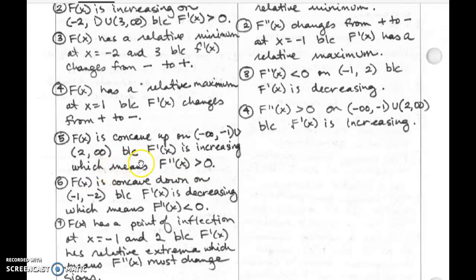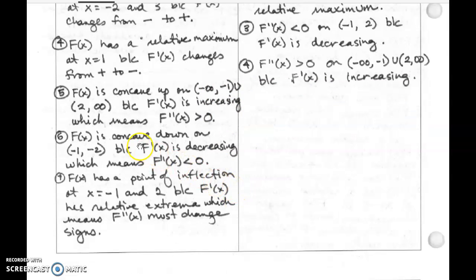We can also answer the questions about concavity, because if the first derivative is increasing, that means that the second derivative is positive. Well, if the second derivative is positive, then the function is concave up. Concave down, same reason, just flip it all. If f prime is decreasing, then the second derivative is negative, which means that the function is concave down.